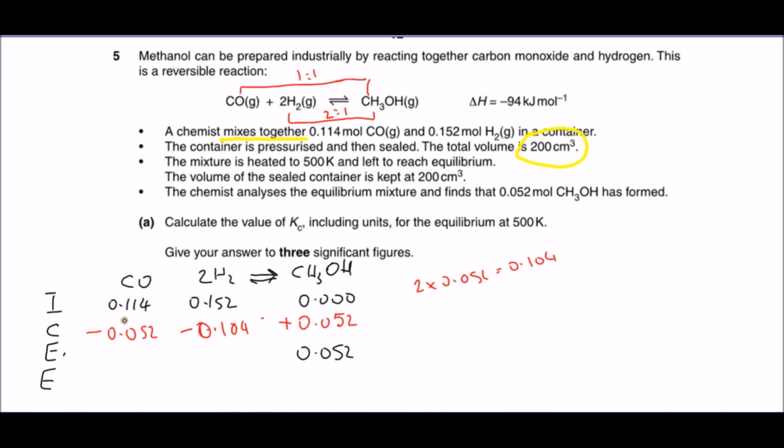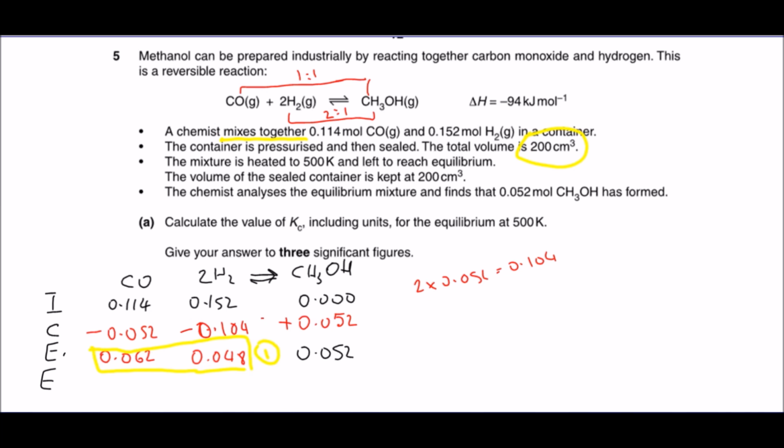Then we need to work out how much we've got at equilibrium. So we started with 0.114 and it decreased by 0.052, leaving us with 0.062 moles of carbon monoxide at equilibrium. Similarly, hydrogen started at 0.152, it decreased by 0.104, leaving us with 0.048 moles at equilibrium. And if we get these two numbers correctly, then that is our first mark.